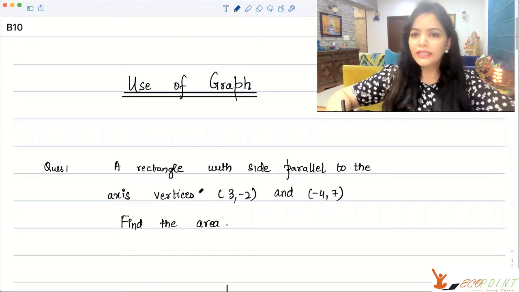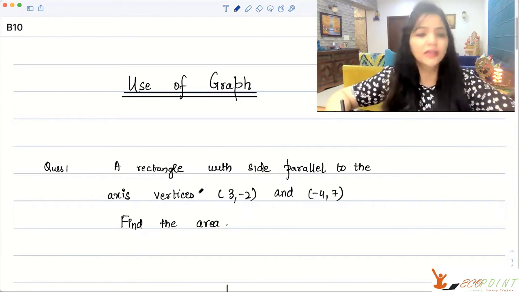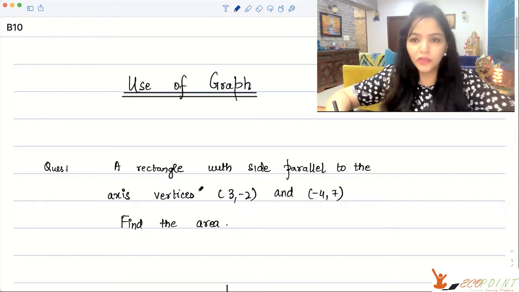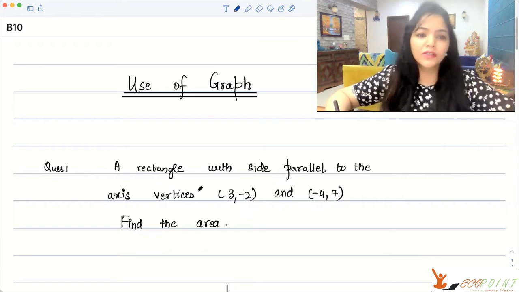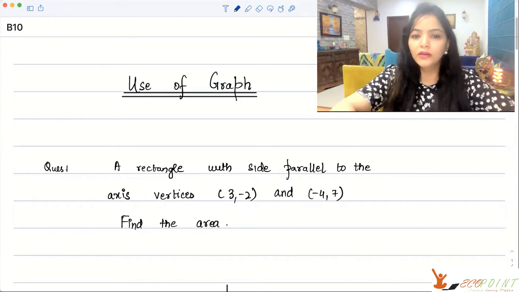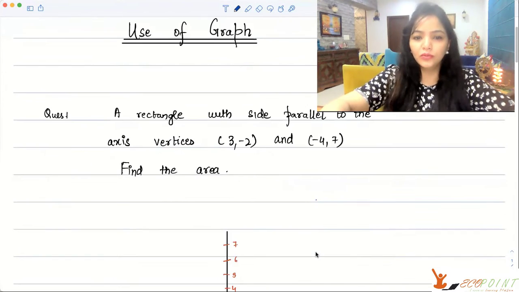In this video, let's try to understand how we can make use of a graph. I'm going to give you two examples where we can really make use of the graph. Suppose we are given a question: a rectangle with sides parallel to the axis, with vertices 3, -2 and -4, 7. Find the area. So let's try to work on this.